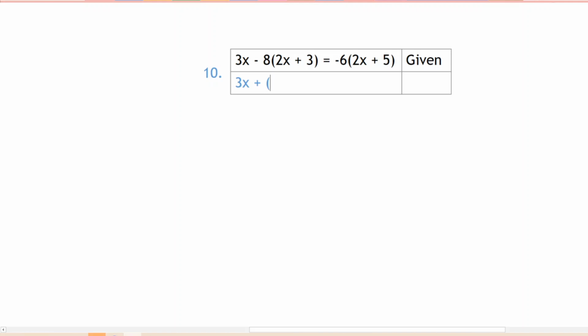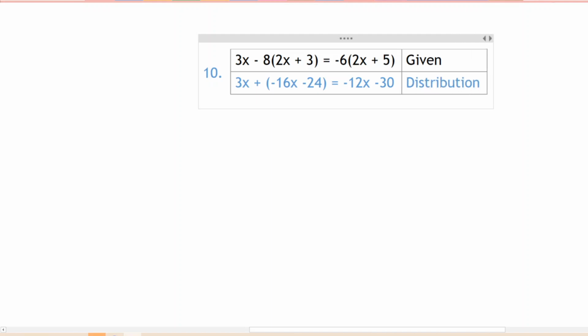So -8 times 2x, that's going to be -16x. And then -8 times +3, that's going to be -24. Now on the right side, I'm going to do the same thing. I'm going to distribute the -6. So -6 times 2x, and the -6 multiplied by 5. So -6 multiplied by 2x, that's going to be -12x. And -6 times +5, that's going to be -30. And that was distribution.